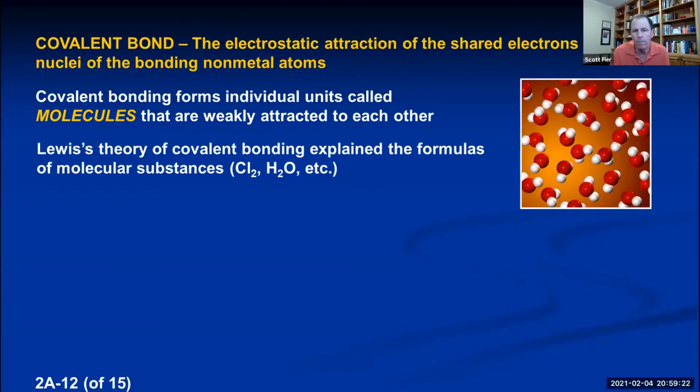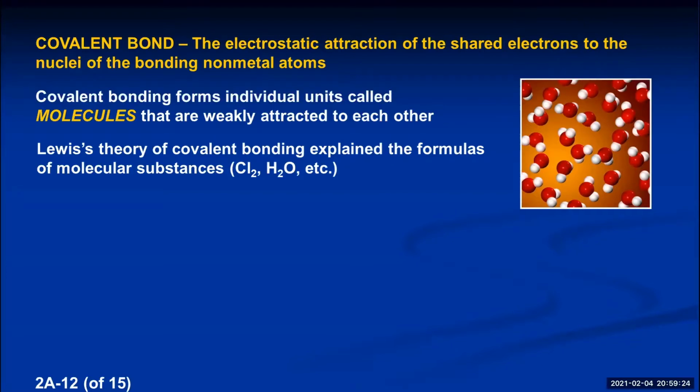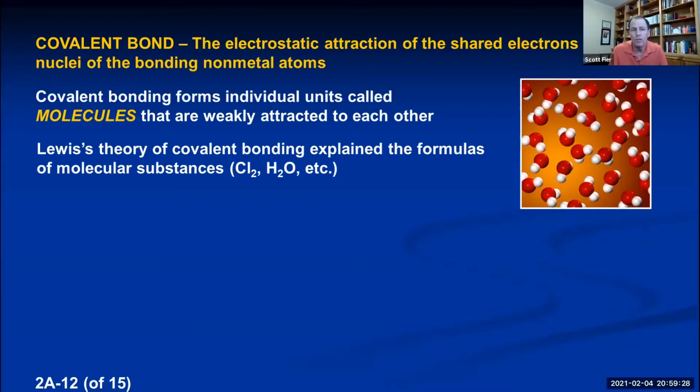So sodium chloride is ionic. Lewis's theory of covalent bonding can explain the formulas of substances like Cl2. It can explain the formula of water and all other groups of nonmetal atoms that covalently bond together. And before we're done today, we're going to show you how you come up with a Lewis structure for a covalently bonded compound. And this is going to be a skill that we're going to use over and over and over again this entire second unit.